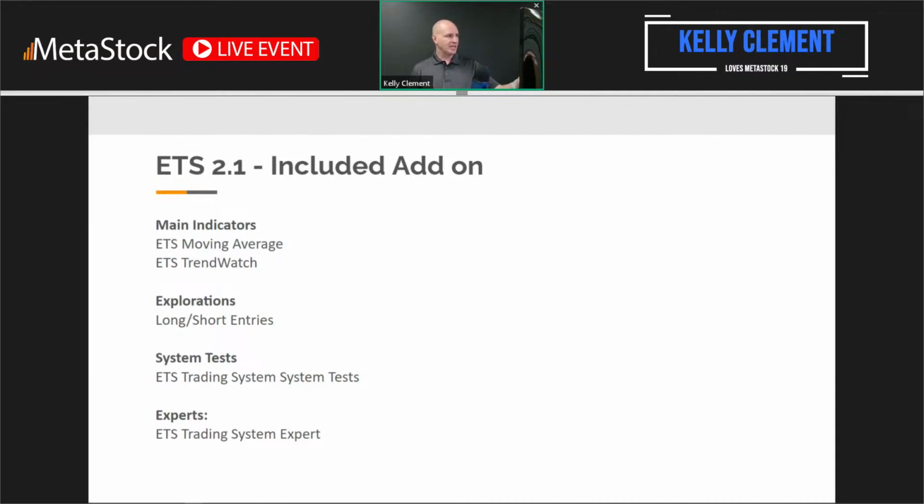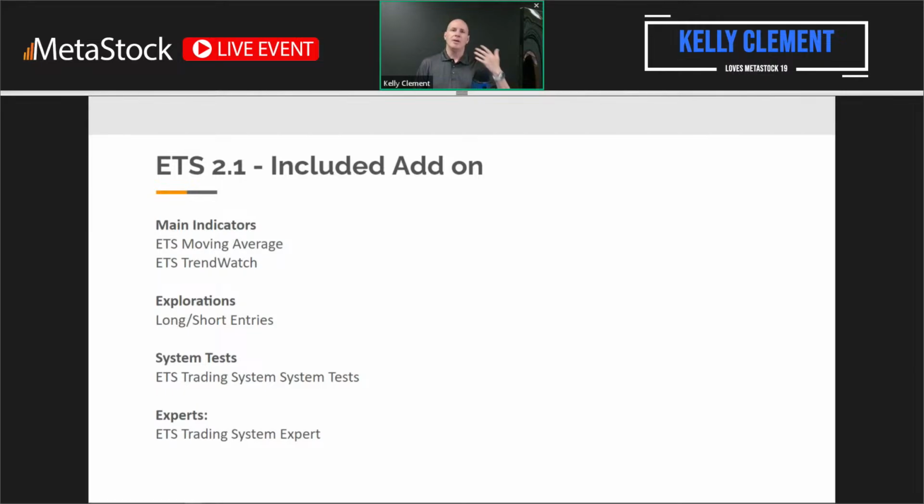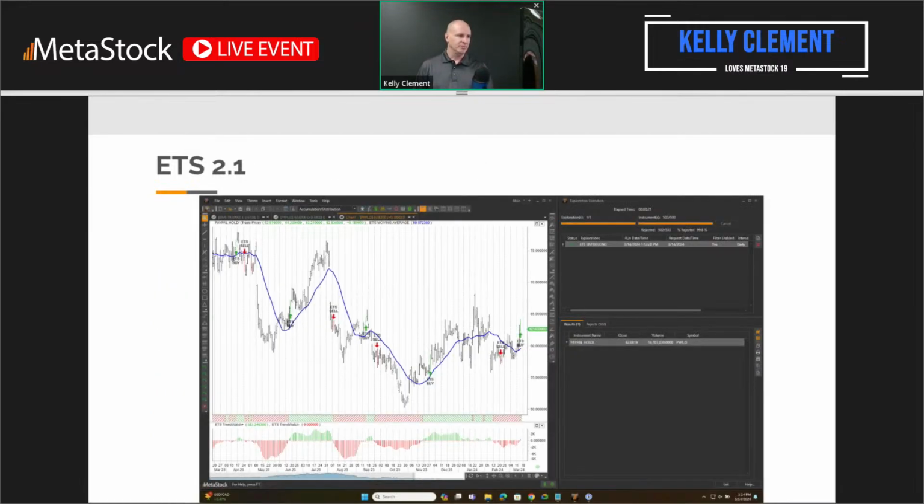Okay, so he's got a few indicators in it. The ETS moving average, which is a specialized moving average. He's got his trend watch, long explorations, system tests, and an expert. And really, what it does is it just quickly identifies, based off of the trend watch, buy and sell opportunities, and gives them to you on the chart. So you can see it just will highlight buy and sell signals across the chart. It's got a very easy scan for you to run, identify opportunities.